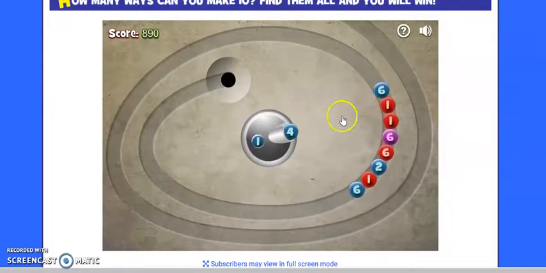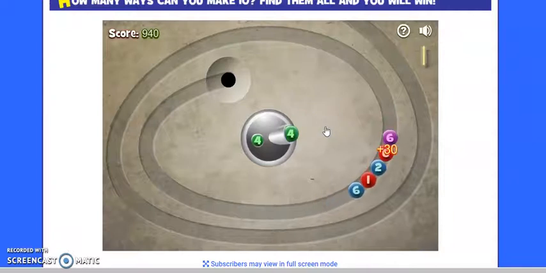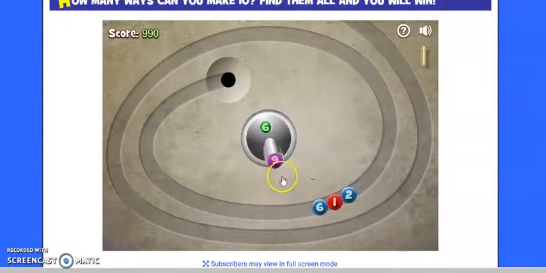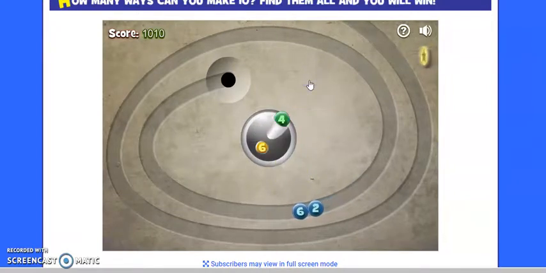2 plus 8 is 10. 6 plus 4 is 10. I don't have a 9. I do have a 1. 4 plus 6. Whoops. 8 plus 2. Don't have one. Have one right there. Have to be super patient. Don't have one.